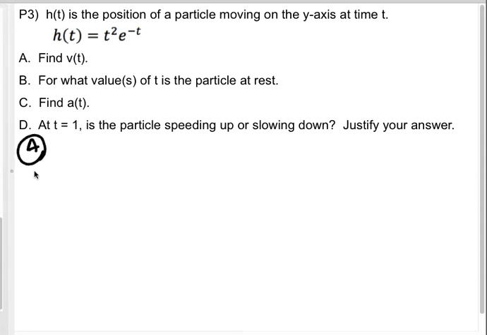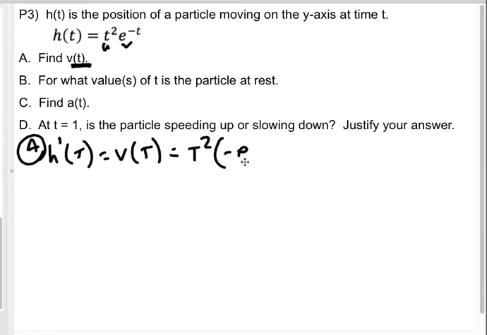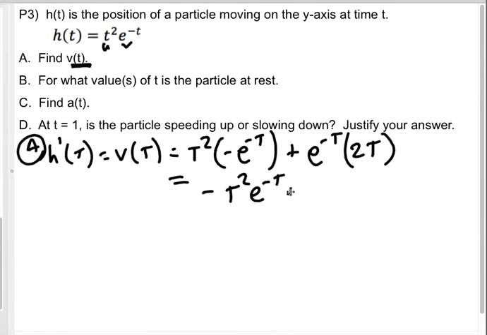So for a, my h prime of t, which is going to be my v of t, and remember, you need to say what they're looking for. You can't just call it h prime. You need to say, hey, I know h prime is the same as v of t. That communication matters. This is my u and my v. So my product rule is going to be u dv, which is a negative e to the negative t because of the chain rule, right? Plus v, which is e to the negative t, du is a 2t. So I'm going to get that this is a negative t squared e to the negative t plus a 2t e to the negative t.